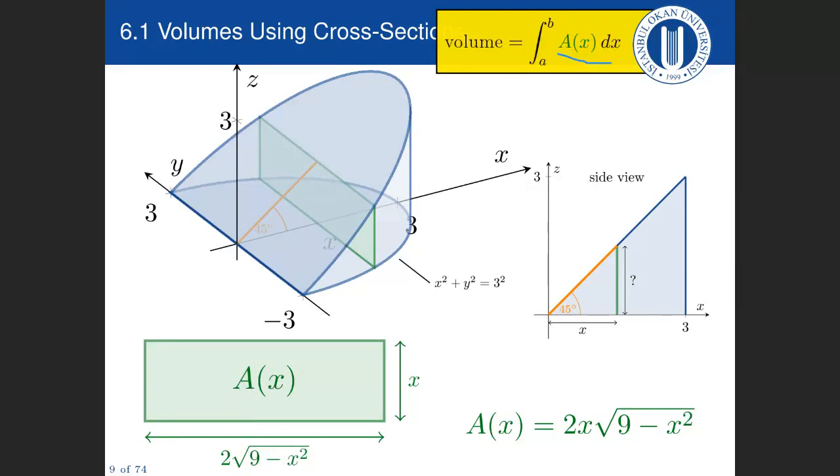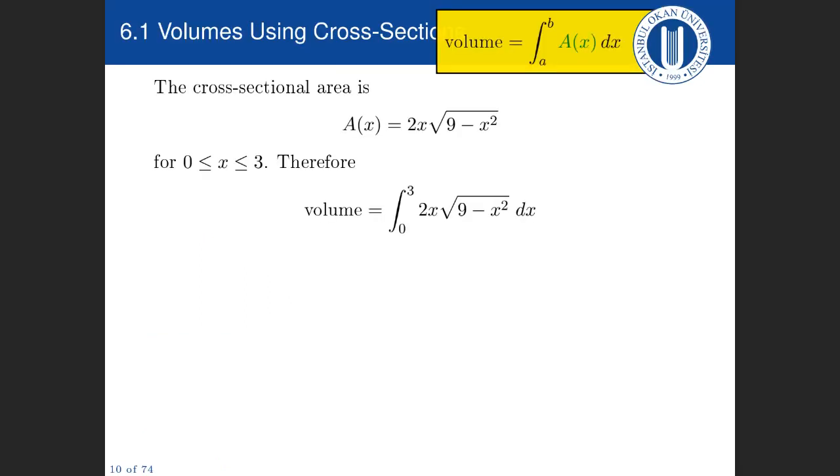And what are our limits of integration? What's the smallest possible x? x is 0. What is the biggest possible value of x here? The biggest possible value of x is 3. So to summarize, the cross-sectional area A(x) is 2x root 9 minus x squared, and we want to integrate between 0 and 3. So the answer to this question is going to be the value of the integral from 0 to 3 of 2x square root of 9 minus x squared dx.